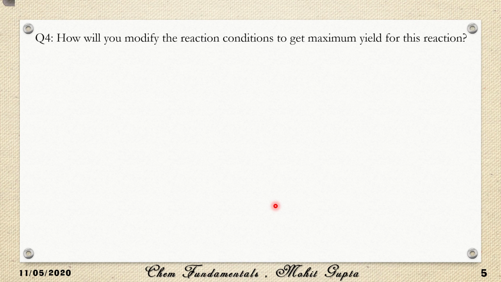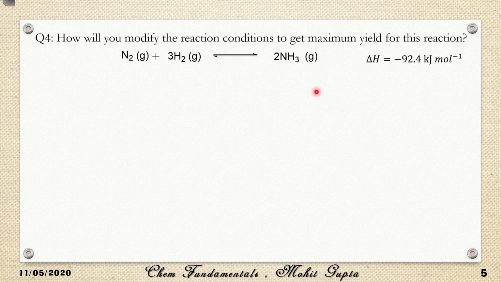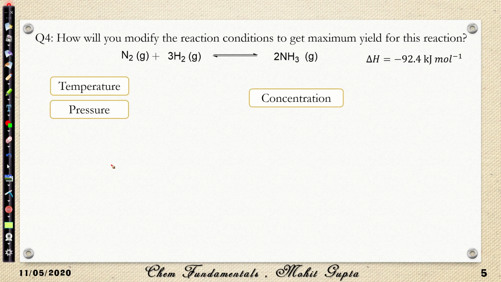So in this reaction, you need to produce ammonia to the maximum amount. This is Haber's process, and the enthalpy of formation is minus 92.4 kilojoule per mole. The negative sign suggests that it's an exothermic reaction. So here we have to discuss the temperature, pressure and concentration, and how we are going to influence them so that we can get the maximum amount of NH3.